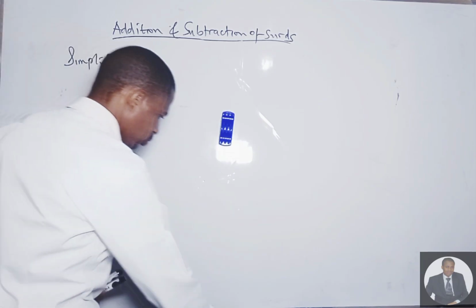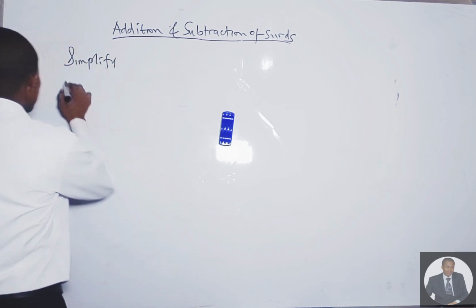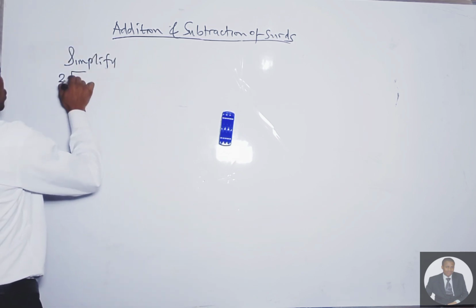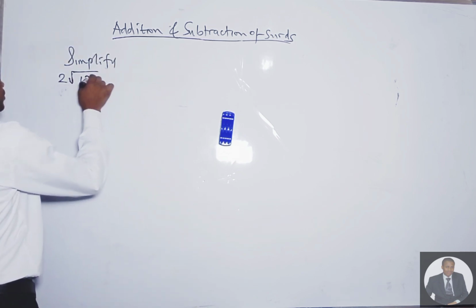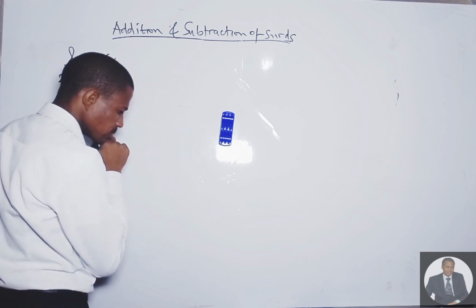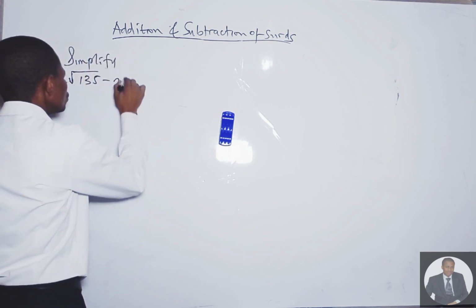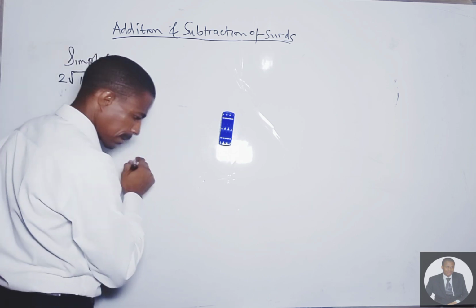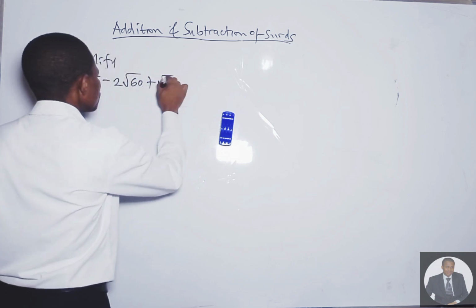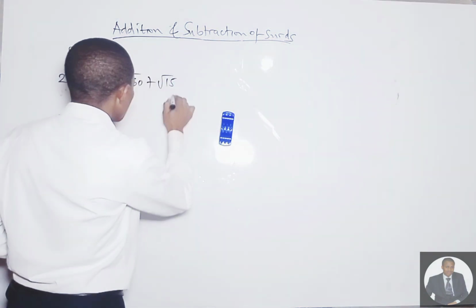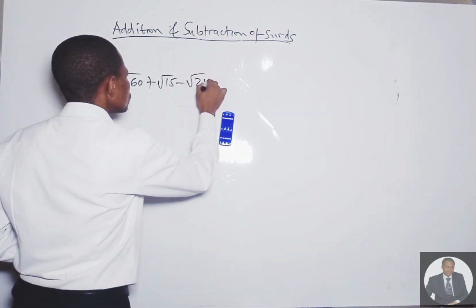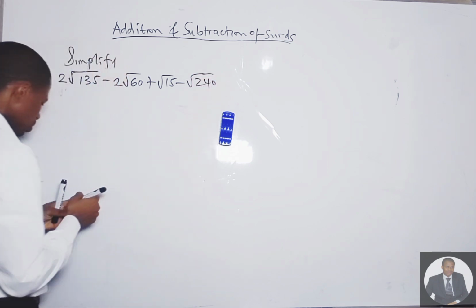Let's look at another question. 2 root 135 minus 2 root 60 plus root 15 minus root 240. This is rather a long one.